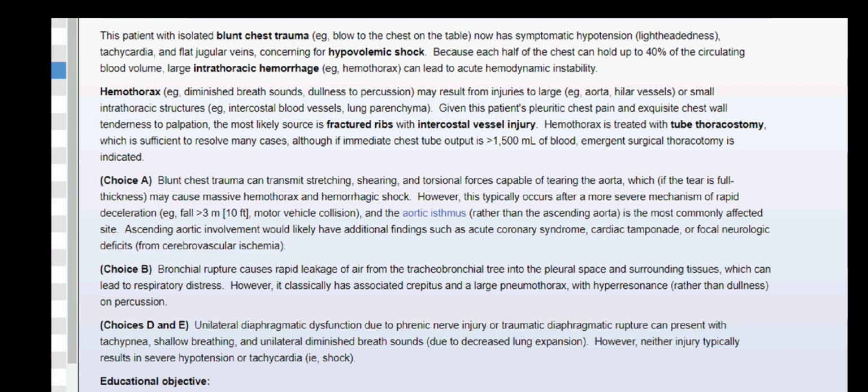No other problems, no diaphragm dysfunction, etc. No, we don't see anything like this. So this is related to the blunt chest trauma. We see here the hemothorax.